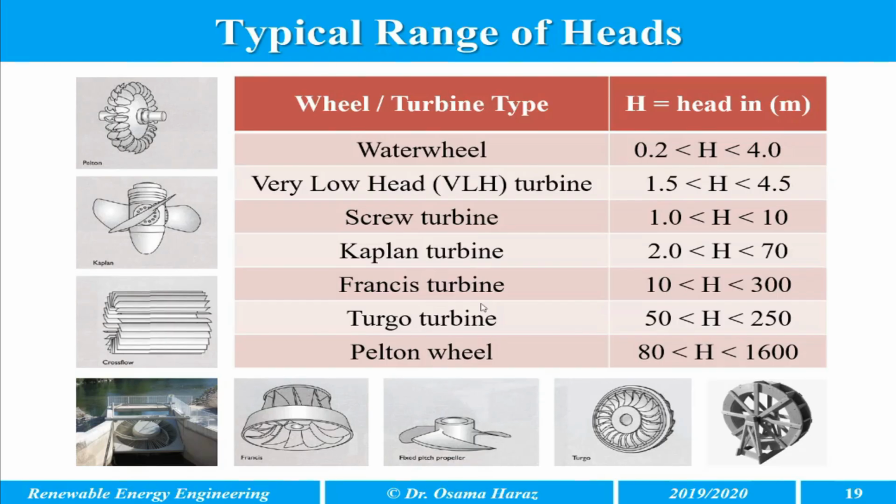Here is the typical range of heads for different types of turbine. The water wheel, the simplest form of water turbine, can work at a small head in meters from 0.2 to 4. Very low head turbine from 1.5 to 4.5 meters. Screw turbine up to 10 meters. Kaplan turbine up to 70 meters. Francis turbine up to 300 meters. Turgo turbine up to 252 meters, and Pelton up to 1,600 meters. So according to the head needed for your hydropower turbine, you can choose the best turbine type.